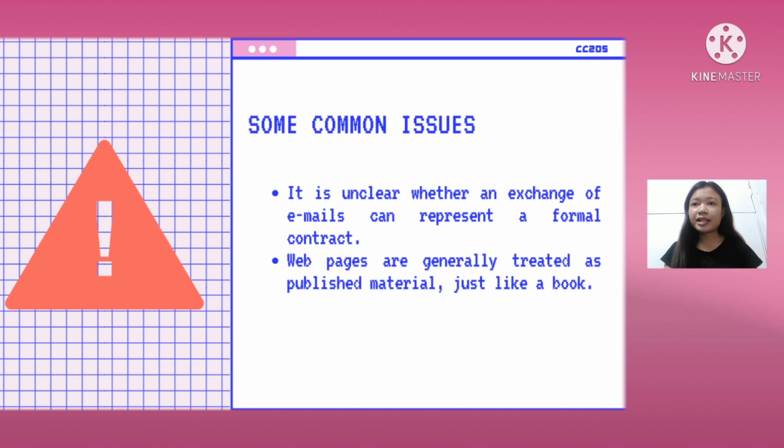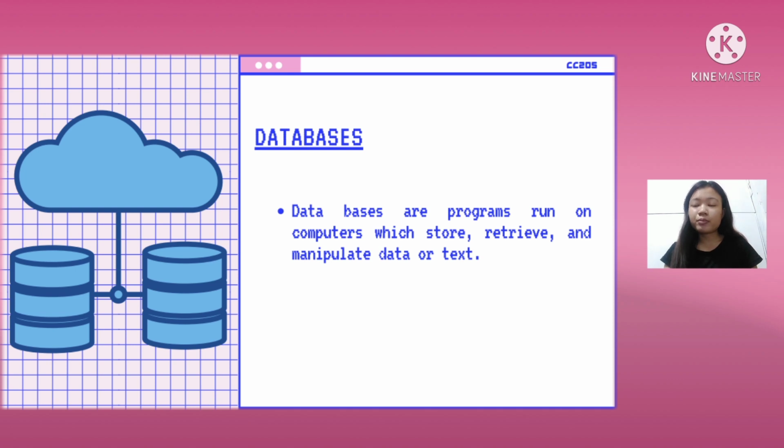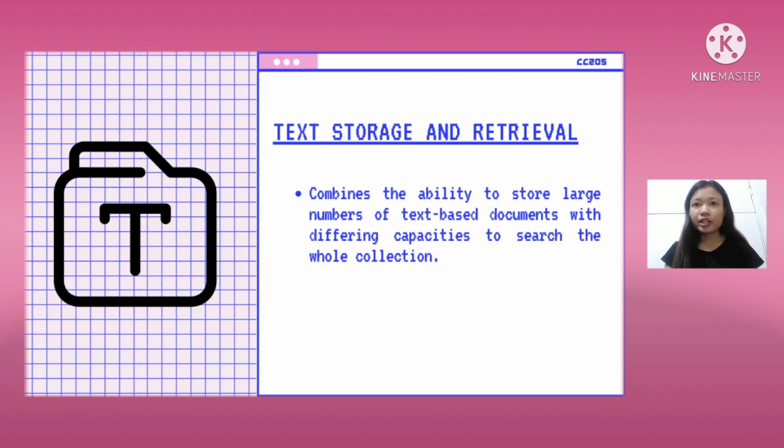Another practical uses of ICT also consider databases. Databases refers to programs run on computers which store, retrieve, and manipulate data or text. Text storage and retrieval. Most databases, as their name suggests, are designed to store short items of factual information like numbers, dates, names, and addresses, although they can all handle at least some text. This combines the ability to store large numbers of text-based documents with differing capacities to search the whole collection.